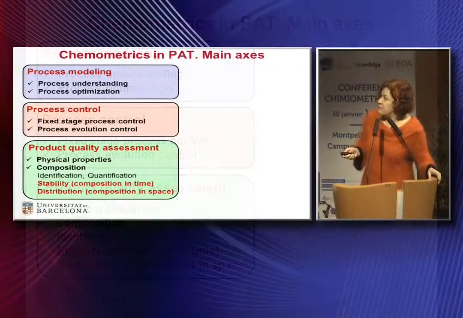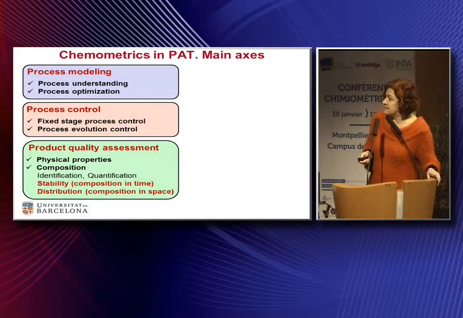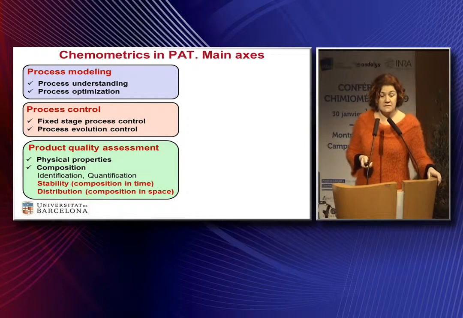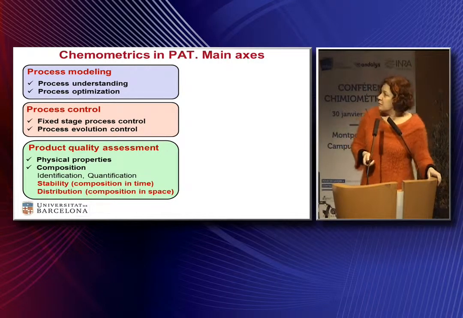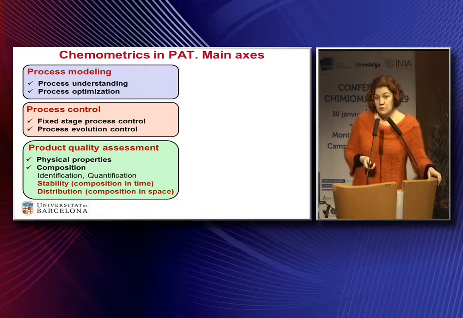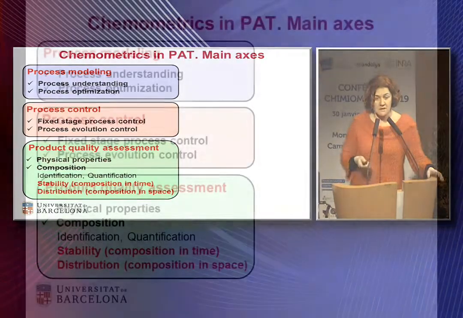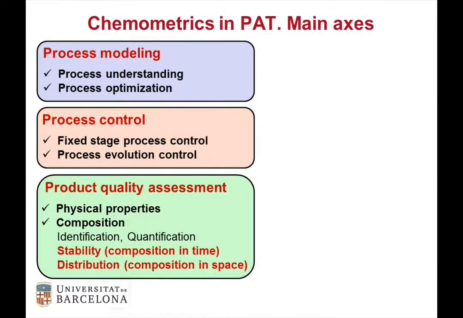As I mentioned before, if we think about PAT, there are three main pillars that we normally focus on, which are process modeling, process control, and product quality assessment. When we think about process modeling, essentially what we want to do is understand how the process is evolving, which compounds are being formed. With this knowledge, we are able to afterwards optimize our processes so that they are developed in the best possible conditions.